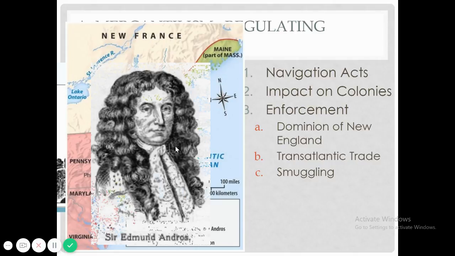Now, this leads to the transatlantic trade, also known as the triangular trade, which is actually more complex than the term triangular trade might indicate. This is trade between Europe, the Americas, and Africa of many goods and, yes, slaves. And we will get to that a little bit later here in the lecture.